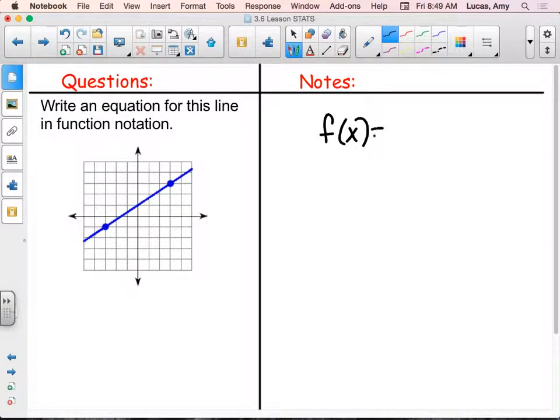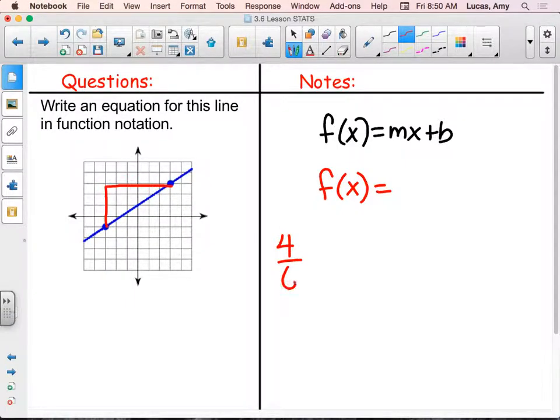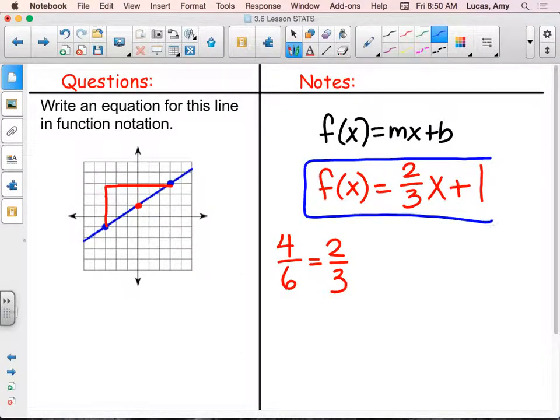So f of x equals mx plus b again. The slope of this line, starting at the point on the left, I would go up 1, 2, 3, 4 for the rise, and then over 1, 2, 3, 4, 5, 6. So if I go up 4 over 6, that reduces to 2/3. So my slope is 2/3. Then the letter x, and the intercept right here is at positive 1. So f of x equals 2/3 x plus 1.